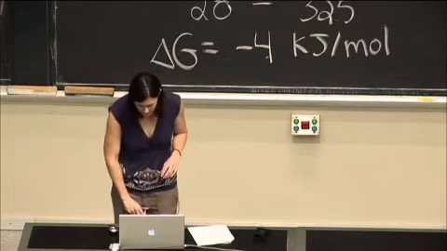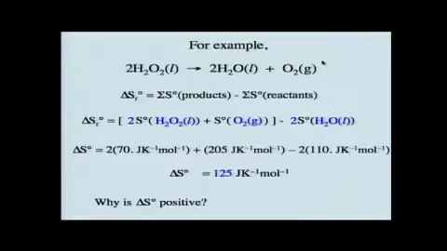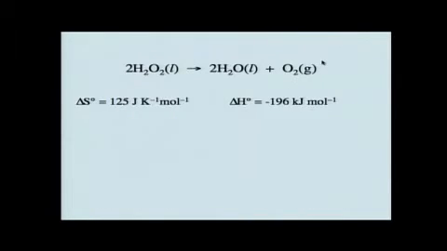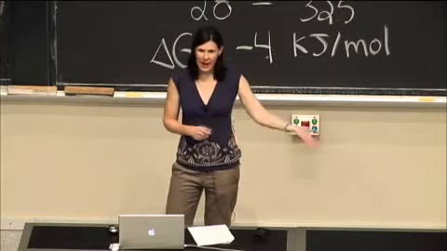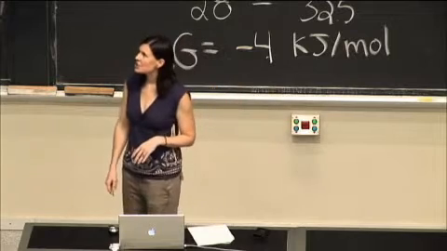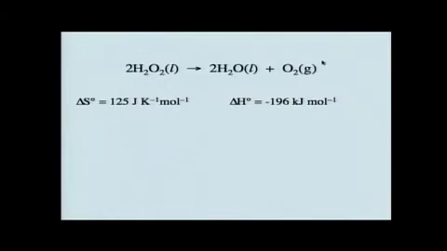All right, so first we already thought about why delta S is positive. Delta S is positive because we're going from a liquid to a liquid and a gas. We're increasing our disorder. So let's think about whether this reaction is spontaneous or not, and to do that we actually need to go ahead and completely calculate delta G. So to do this, we can take our values here.